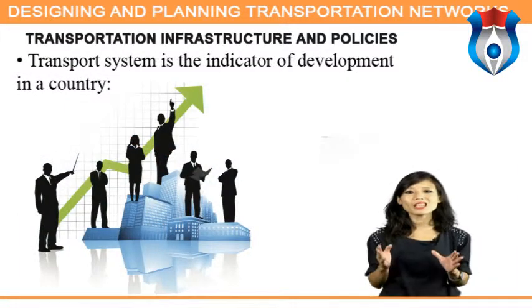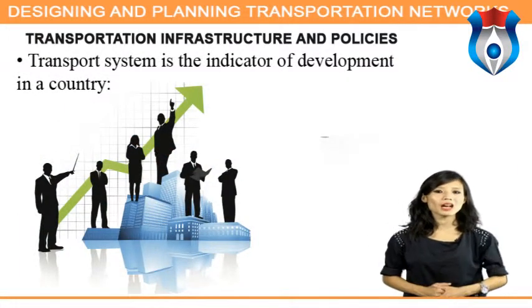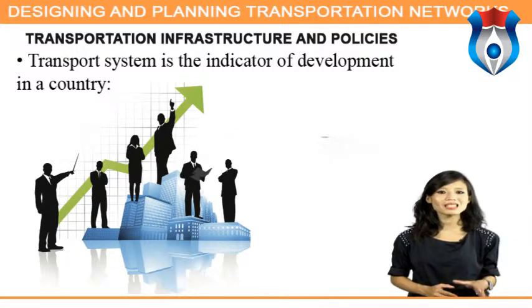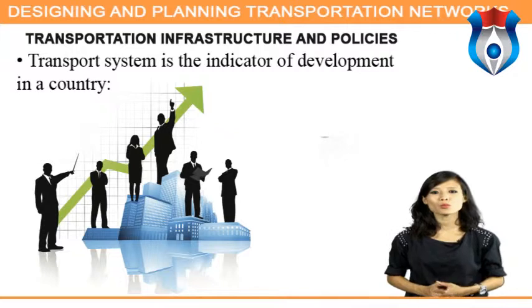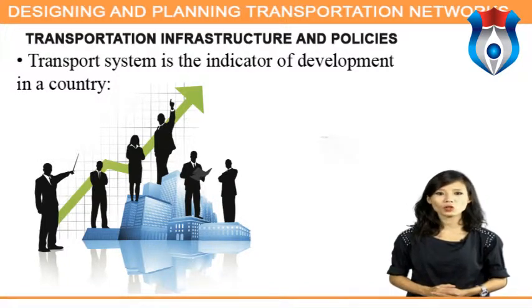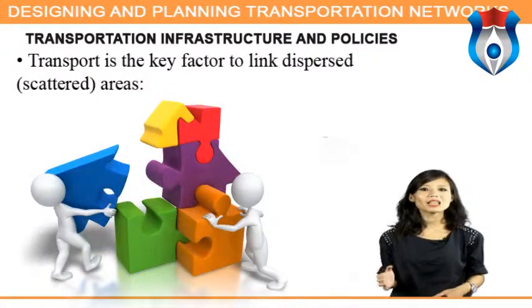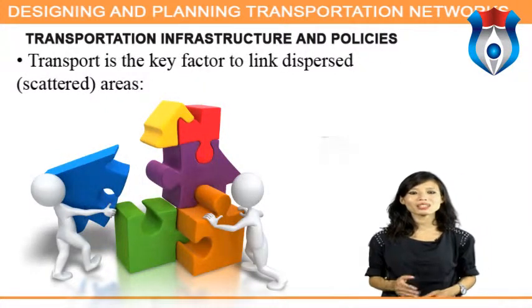Transport system is the indicator of development in a country. One of the major indicators of development of a country is the existence of high-quality transport network, availability of number of mechanized motor transport, adequate number of railway, air and shipping services as per the demand of the user. Transport is a key factor to link dispersed, scattered areas.